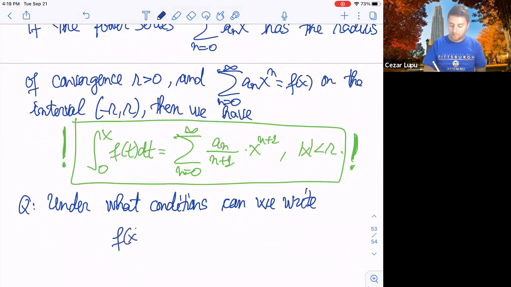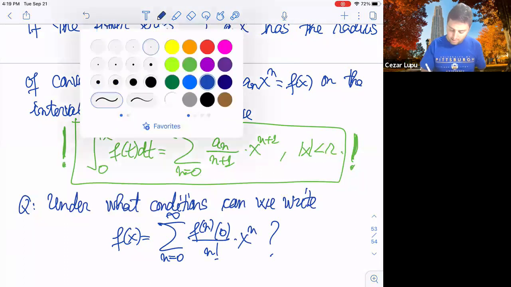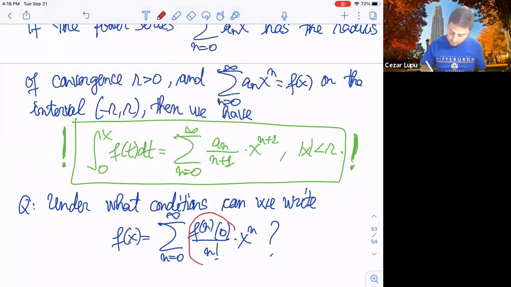So we can, let's say, at the origin, for example. Under what conditions can we express f of x as this power series? For example, this coefficient a_n is nothing else than the nth derivative at the origin over n factorial. So under what conditions? Well, you'd be tempted to say, maybe if the function is infinitely differentiable, maybe I could do it.